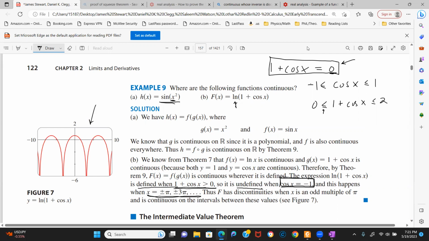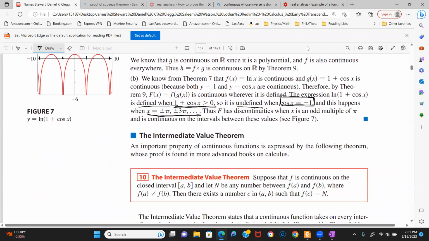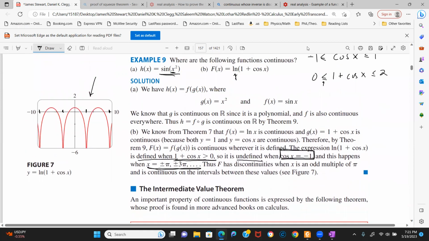And I guess this is a plot right here. So you've got asymptotes at those points. This would be, I guess, pi, this would be negative pi, this would be 3 pi, this would be -3 pi, etc. All right, so the last thing we want to look at is the intermediate value theorem.